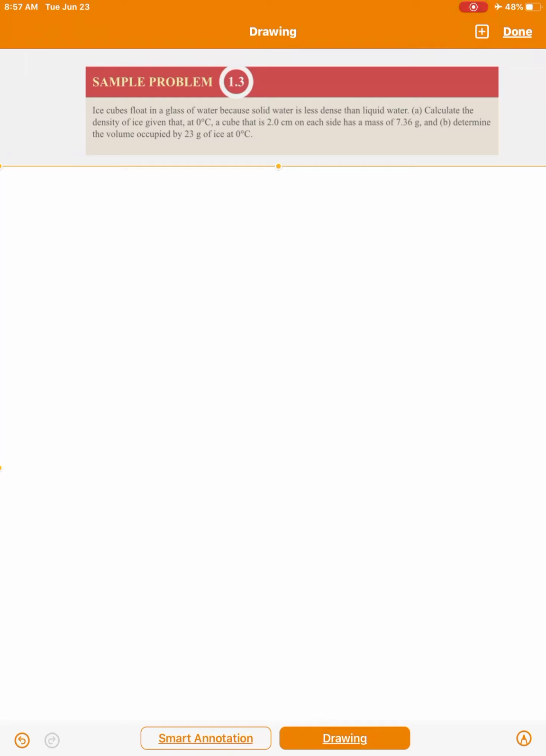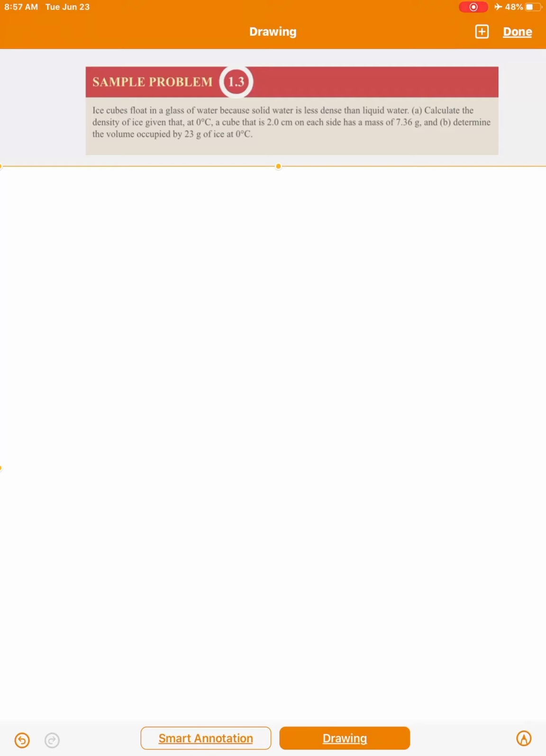So this is the freezing point of water, 0 degrees C at normal pressure. So ice cubes and water are in what we call an equilibrium. Liquid water and solid water, ice cubes, are in equilibrium with each other. They're both stable. So let's take a look here at how we go about this.